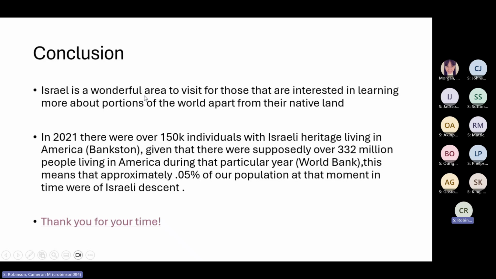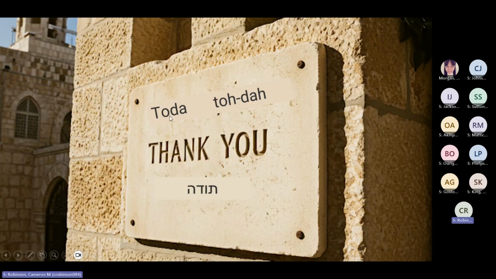Israel is a wonderful area to visit for those that are interested in learning more about portions of the world apart from their native land. In 2021, there were over 150,000 individuals with Israeli heritage living in America. Given that there were supposedly over 332 million people living in America during that particular year, this means that approximately 0.05 percent of our population at that moment were of Israeli descent. And I'm not very good at pronouncing this, but it's Toda, which more or less means thank you in Hebrew.